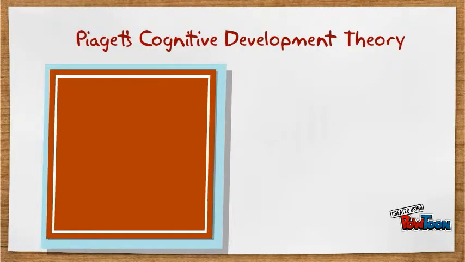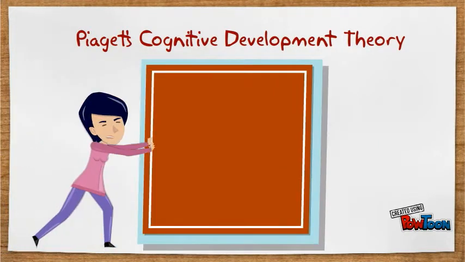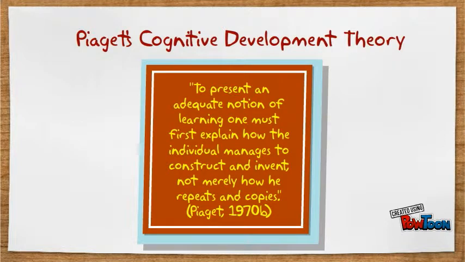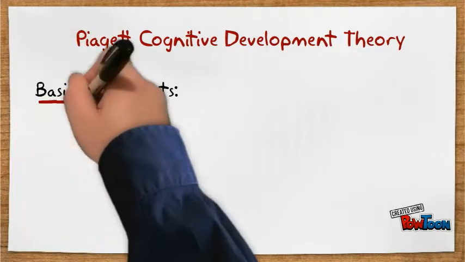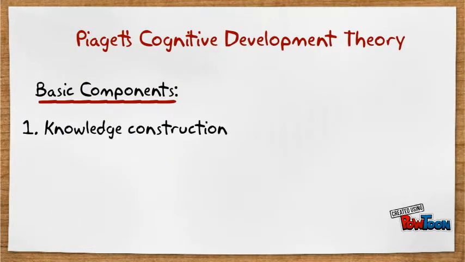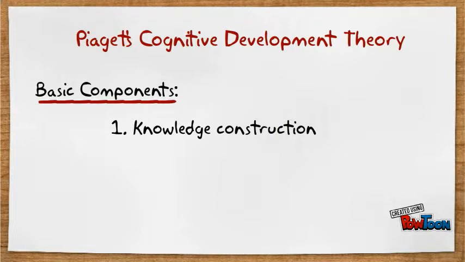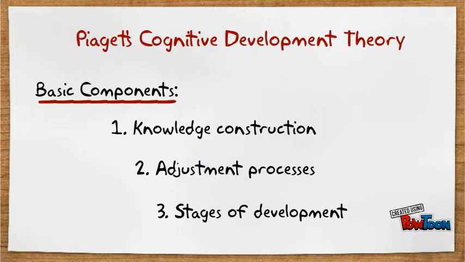Let's discuss Piaget's cognitive development theory. To present an adequate notion of learning, one must first explain how the individual manages to construct and invent, not merely how he repeats and copies (Piaget, 1970b). There are 3 basic components in Piaget's theory: knowledge construction, adjustment process, and stages of development.